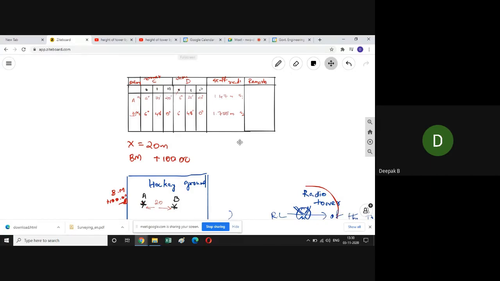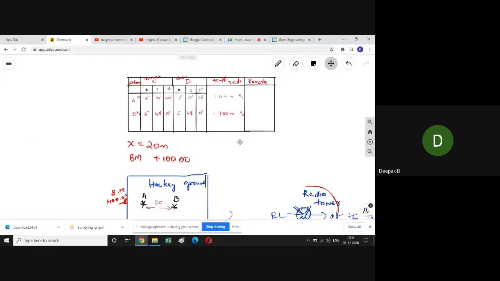The distance between A and B is fixed, that is 20 meters. So with these 5 measurements you can calculate the value of capital H. You just have to add that capital H to the benchmark, that is 100.000, and you have the reduced level of the top of the tower. That was our objective. So the result is the reduced level of the top of the tower. Okay.